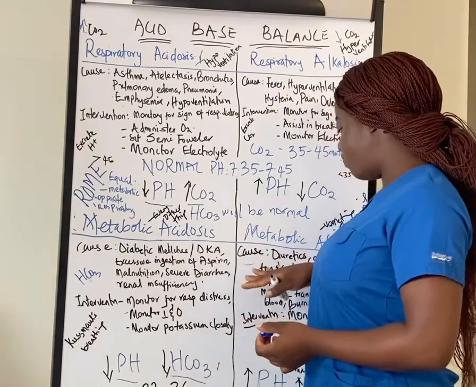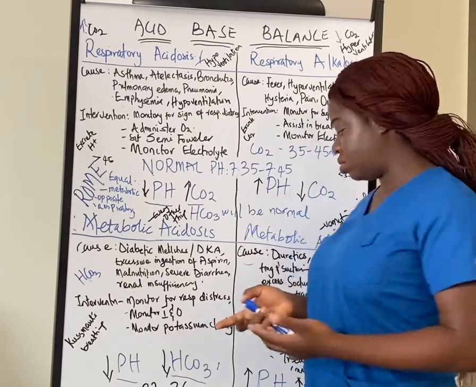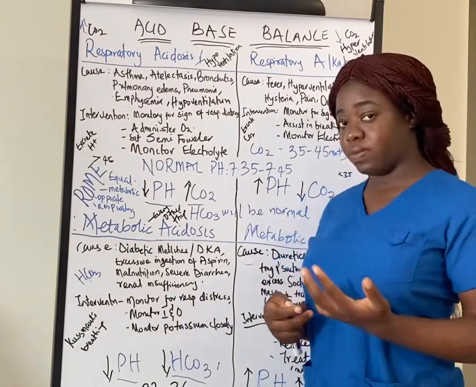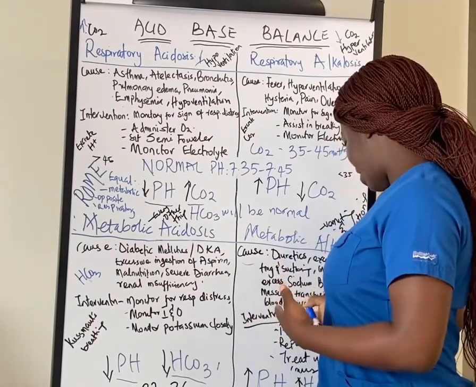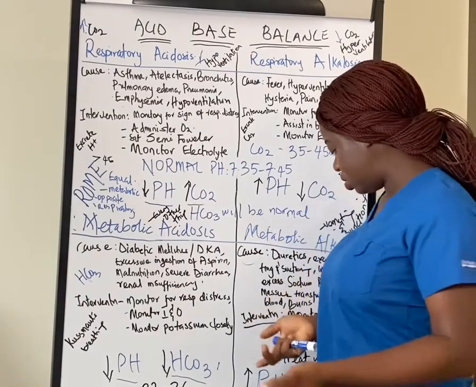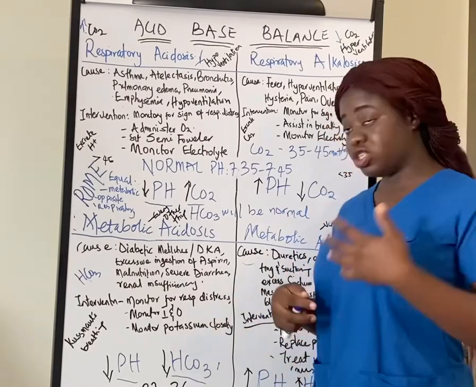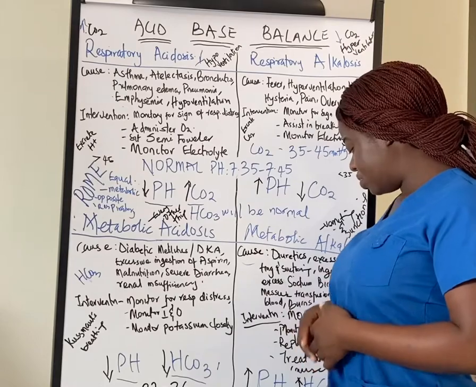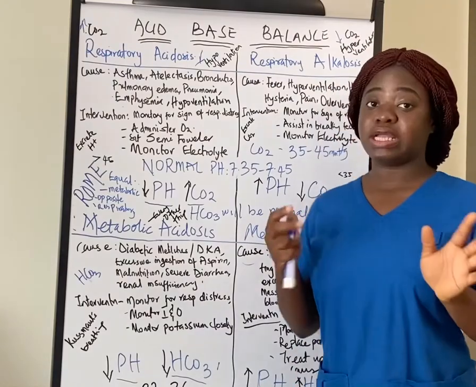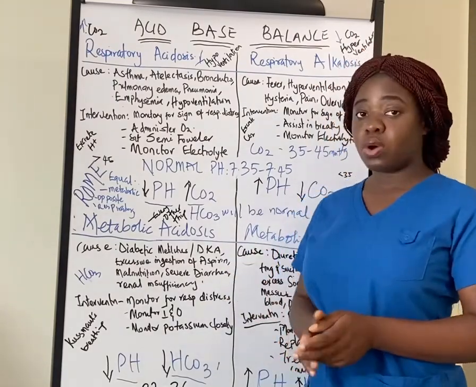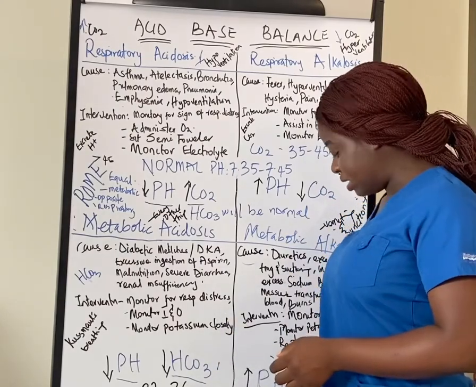For metabolic alkalosis, the causes include diuretics, excessive vomiting or suctioning, ingestion of excess sodium bicarbonate, massive transfusion of blood, and burns. What are the interventions as a nurse? You monitor for respiratory distress, you monitor potassium level, you replace the client's potassium, and you treat the underlying cause of this disease condition. And in these clients, you discover that the pH will be increased and the HCO3 will be increased.